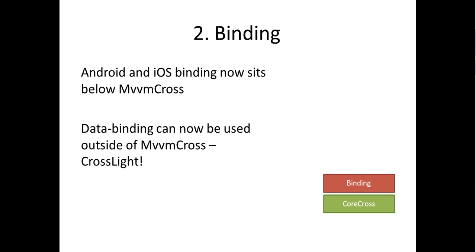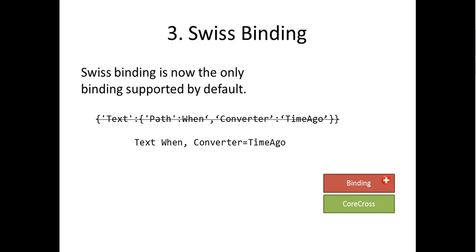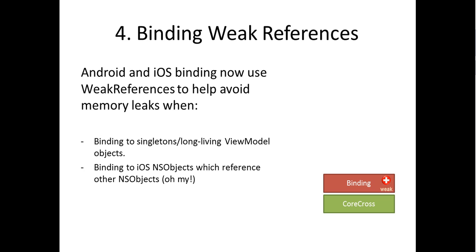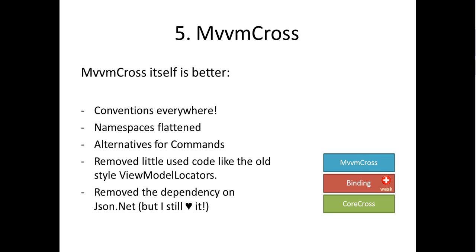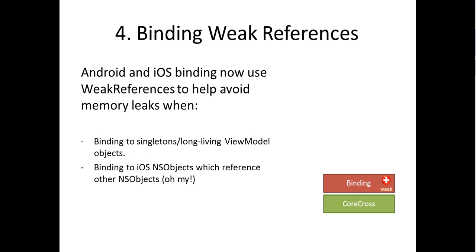Similarly, we then added binding, so that binding could also be used outside of MvvmCross. This is what we called CrossLight. It was also a project called Chimp. The key thing is that you could use Swiss binding and all the weak references without using MvvmCross. I'm going to stop at slide 4 here. All of this is usable without using MvvmCross.